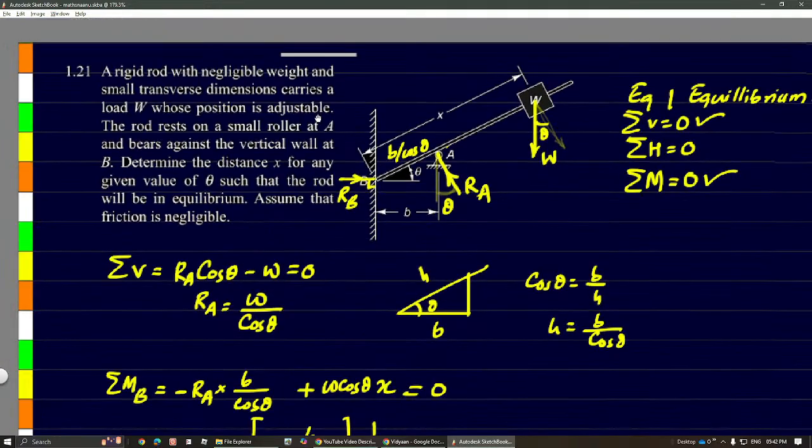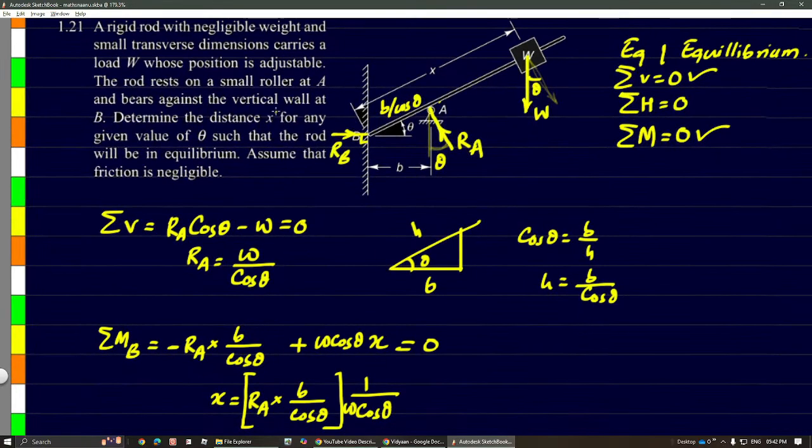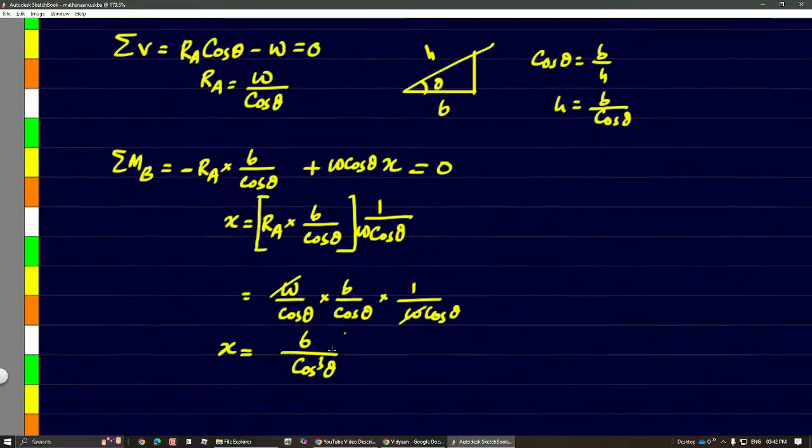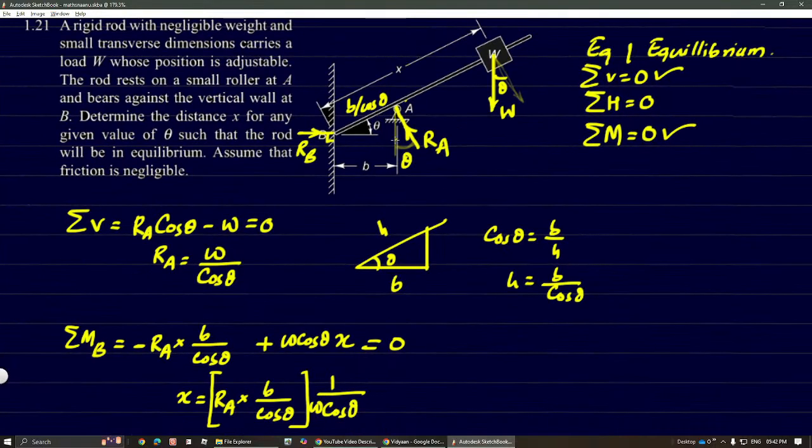So the question was to determine the distance x for any given value of theta such that the rod will be in equilibrium. So he is asking the value of x when theta has been defined. So as soon as you know the value of theta, you can substitute it here and find the value of x. And this value of x, which is given by this particular equation, will exactly tell us the distance of this weight W at which the rod will be in equilibrium.